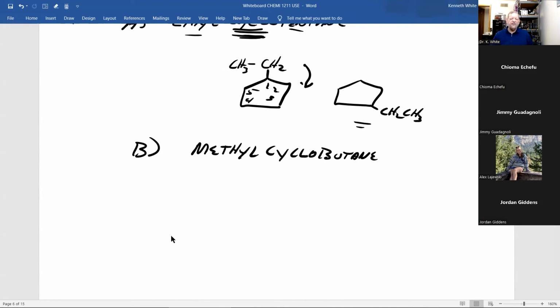Draw the structure for methyl cyclobutane. In case you haven't learned the table, butane is 4 carbons.